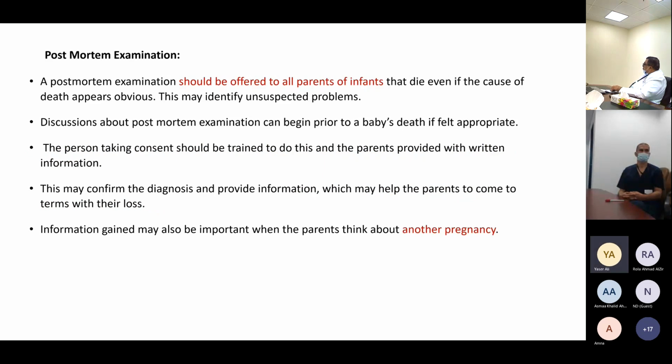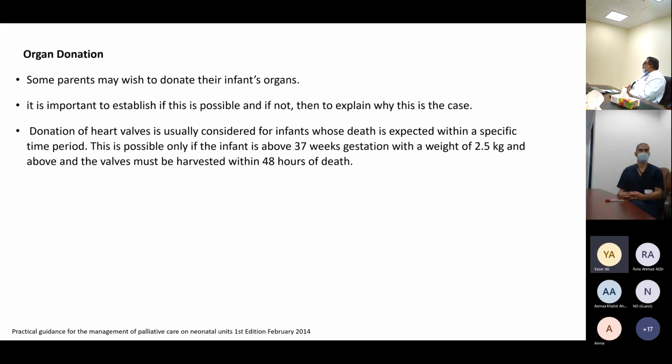Post-mortem examination. A post-mortem examination should be offered to all parents of infants that die, even if the cause of death appears obvious. This may identify unsuspected problems. Information gained might also be important when the parents think about another pregnancy. Organ donation. Some parents may wish to donate their infant's organs. It is important to establish if that is possible or not.